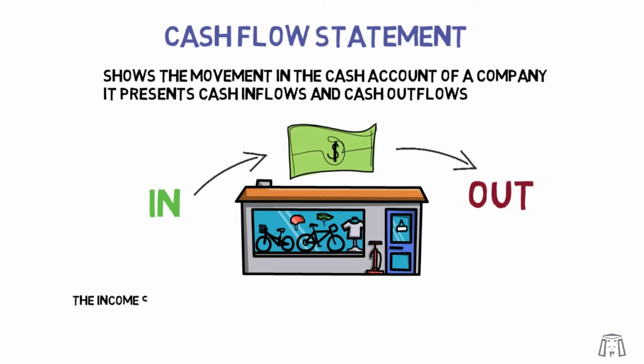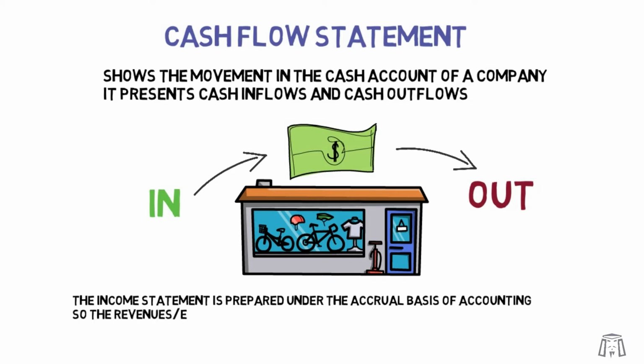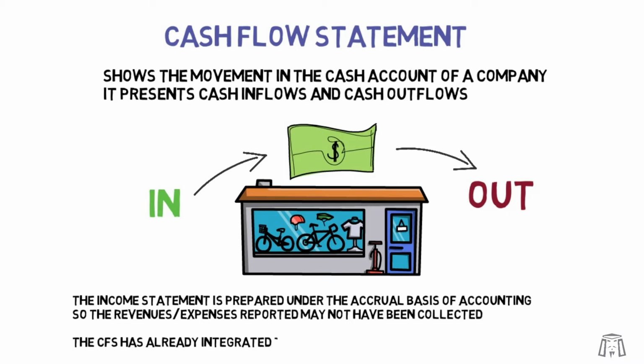So, the income statement is prepared under the accrual basis of accounting. This means the revenue and expenses reported may not have been collected, whereas the cash flow statement has already integrated that part. That is why many investors prefer the cash flow statement. It starts with the net income.